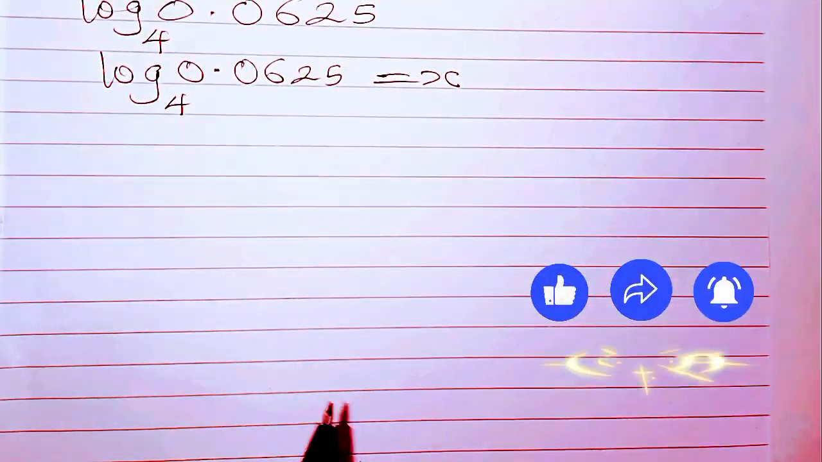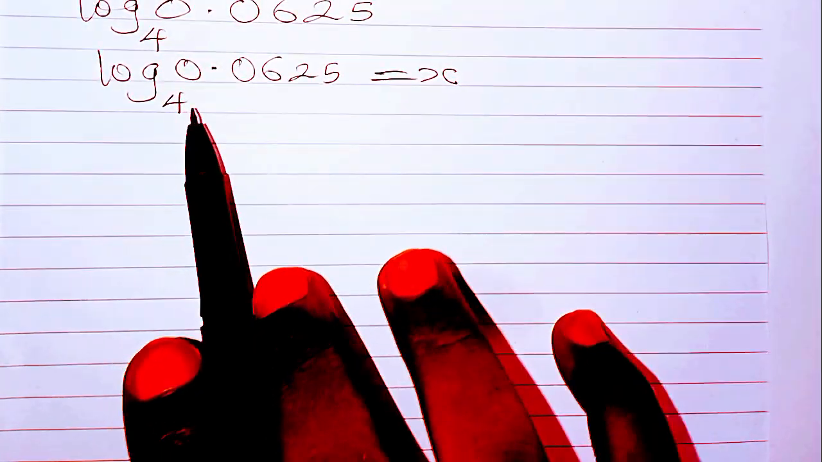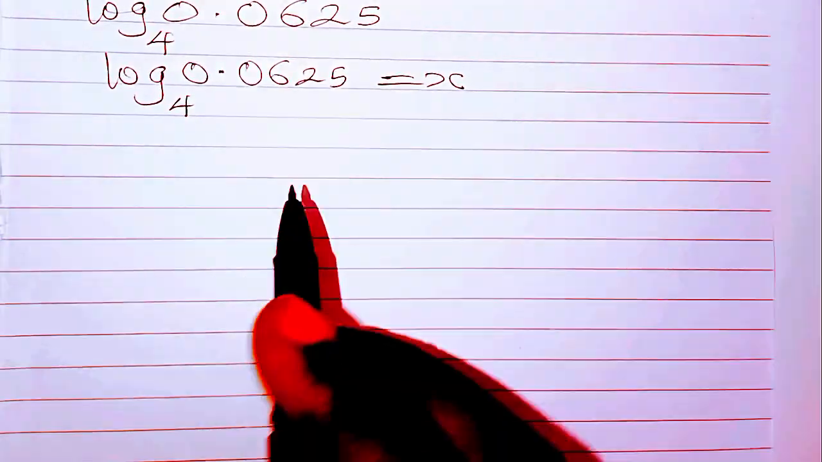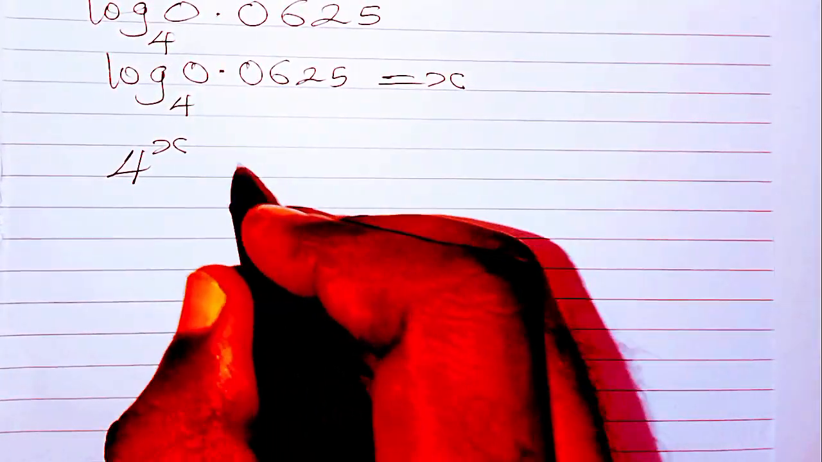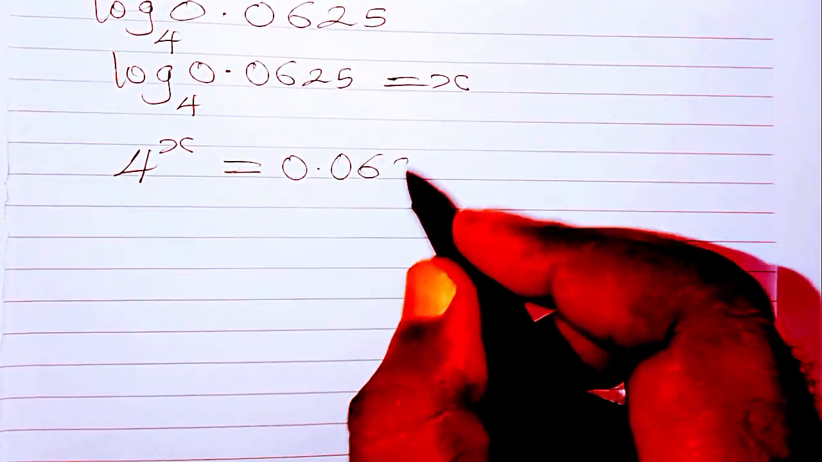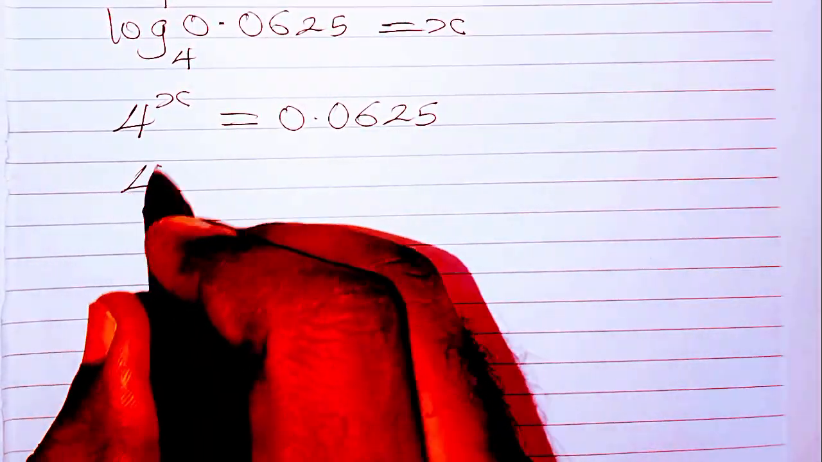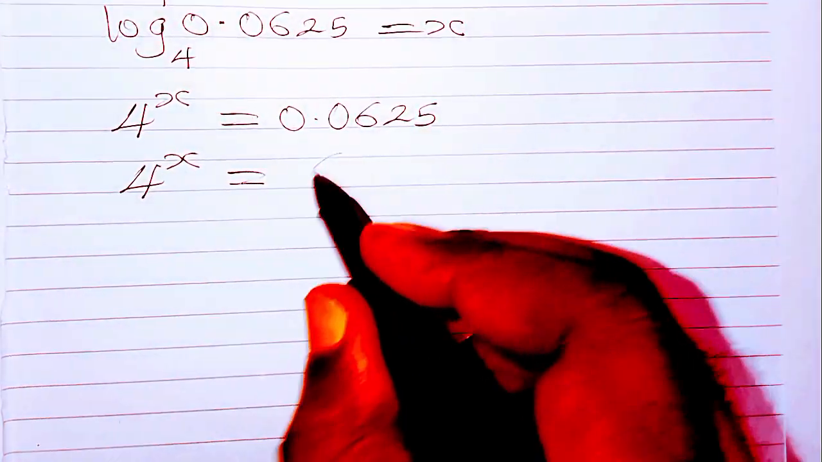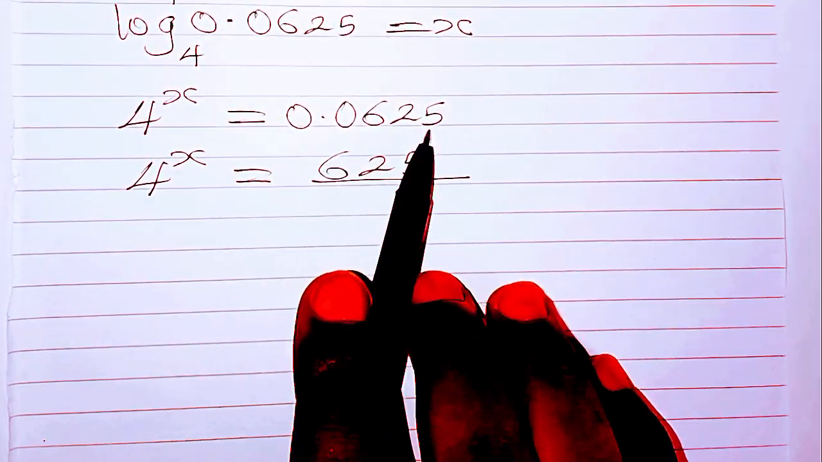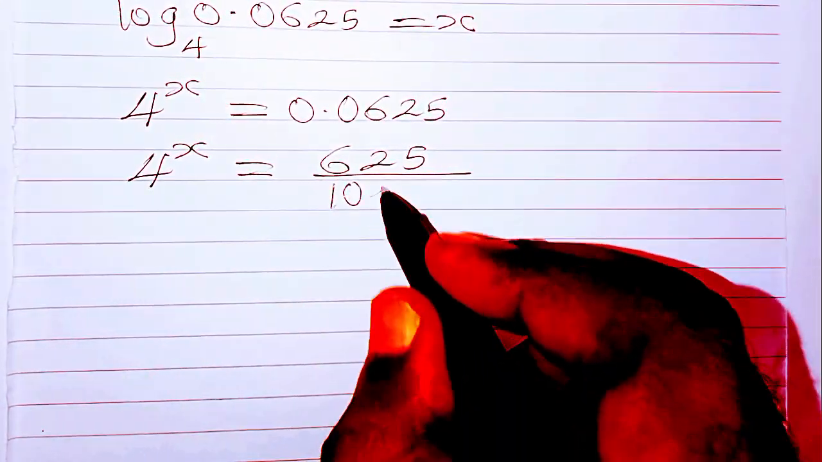So if it is x, and then we need to change this one to index form, this becomes 4 raised to the power of x equal to the number we have there. So 4 raised to the power of x equal to 0.0625. So if it is 0.0625, this can just be written as 4 raised to the power of x equal to 625 over, since we have 4 digits after the decimal point, that should be 10,000.